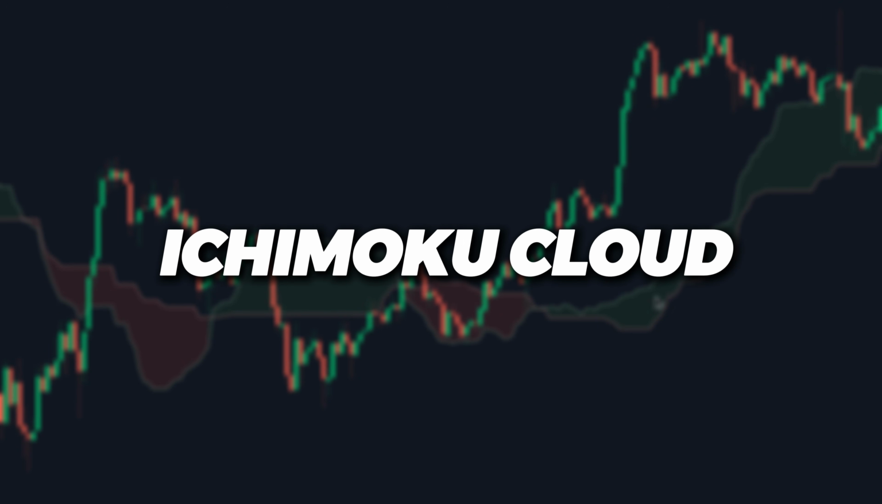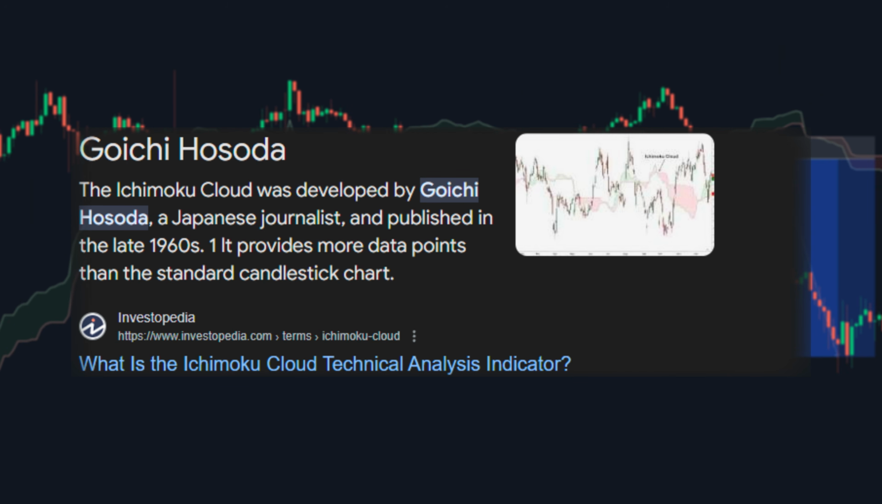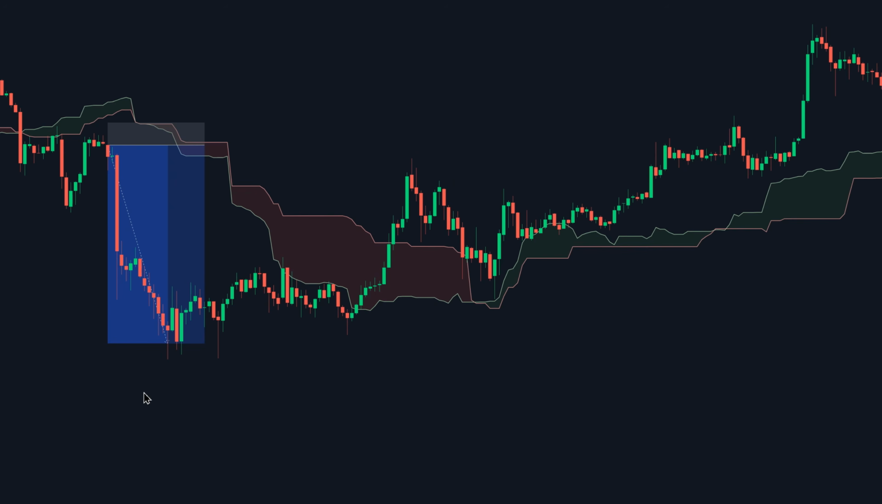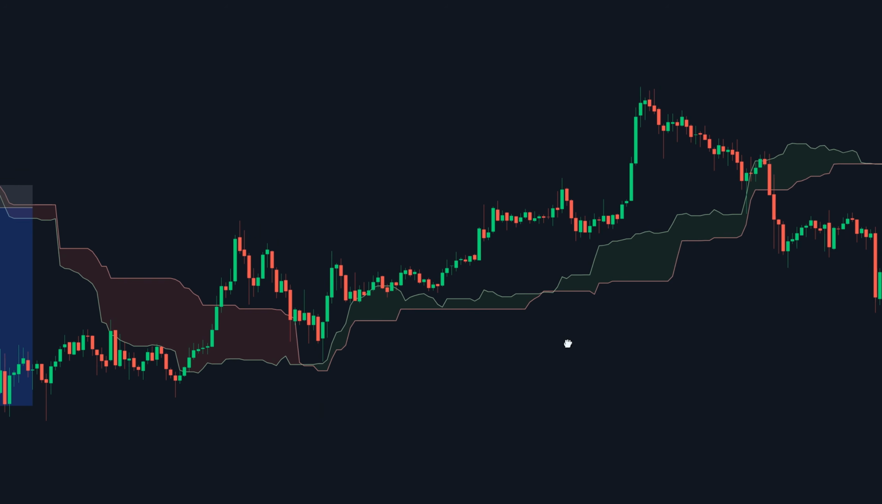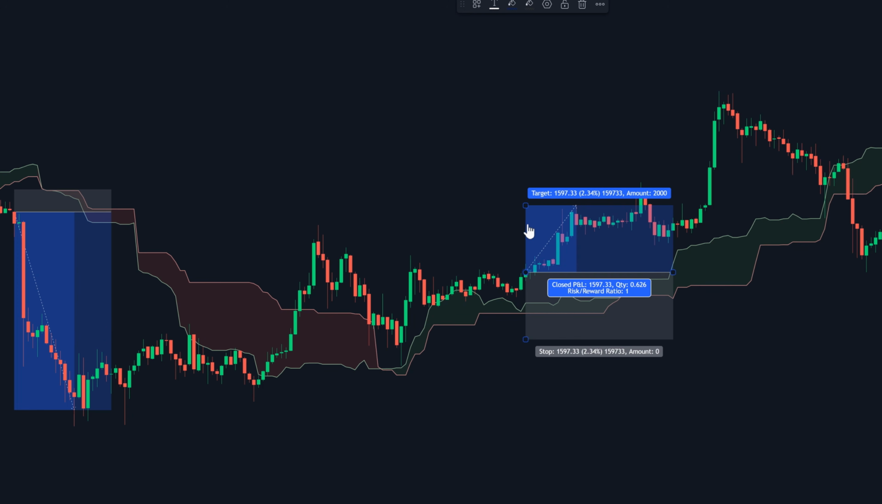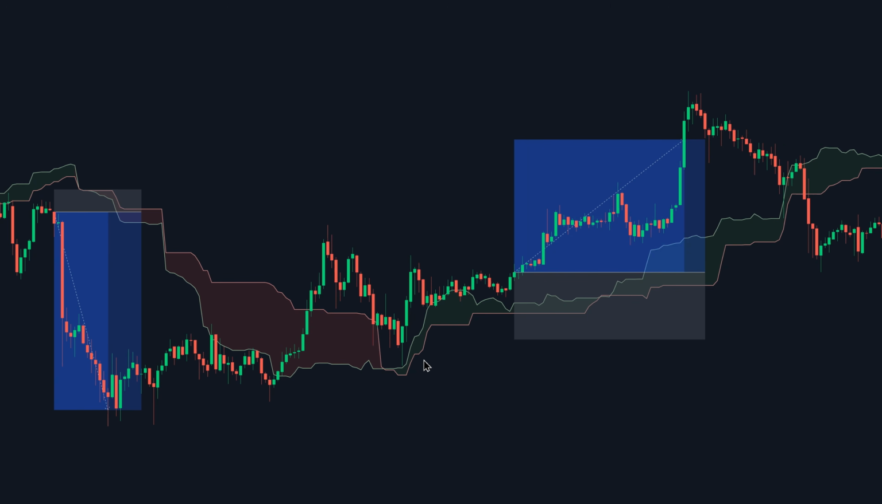The Ichimoku Cloud indicator. Developed by Goichi Hosoda in the late 1960s, this indicator is one of the most popular technical indicators to ever be created. Even by itself, the Ichimoku Cloud can be pretty decent.